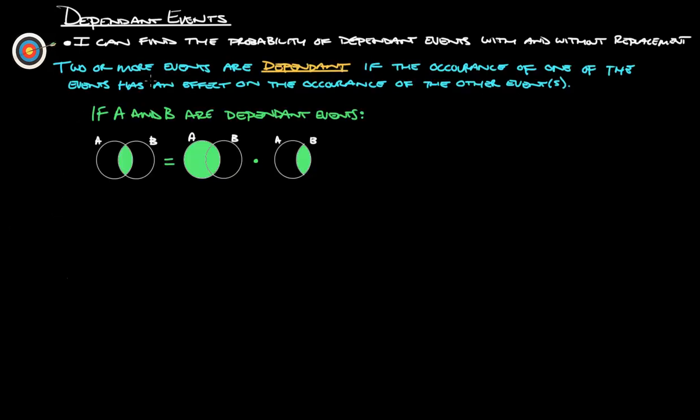I'm going to take you through the notes on dependent events. At the end of this, you should be able to say, "I can find the probability of dependent events with and without replacement." All right, so first thing, two or more events are dependent if the occurrence of one of the events has an effect on the occurrence of the other event.